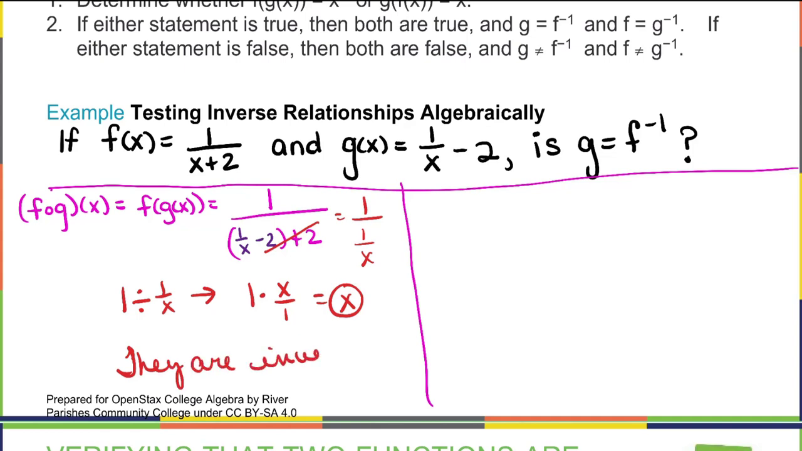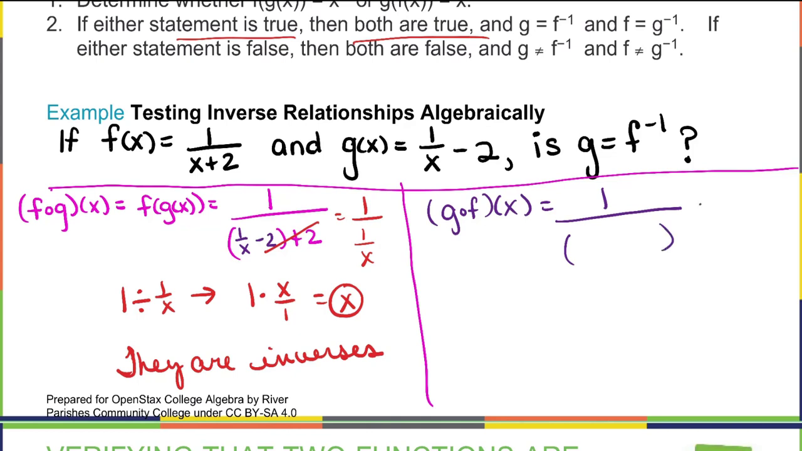which means they are inverses, because if one is true, then both are true. But let's just double check just to show you. Okay, so let's do g of f of x instead. So we start with g, 1 over x minus 2, and instead of x, we replace it with f of x, which is 1 over x plus 2. So when we divide 1 divided by 1 over x plus 2, that's the same as saying 1 times x plus 2 over 1, which is just x plus 2.